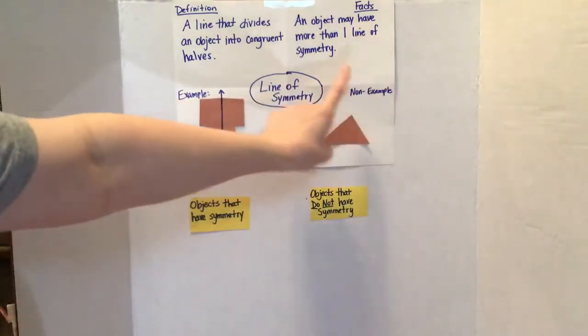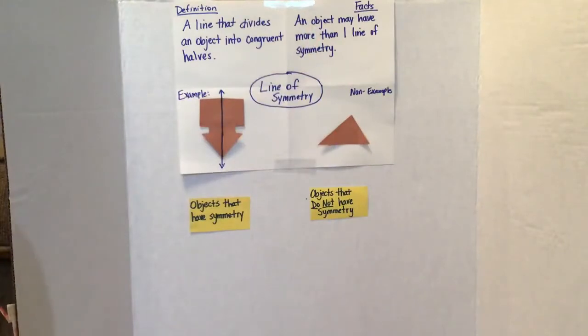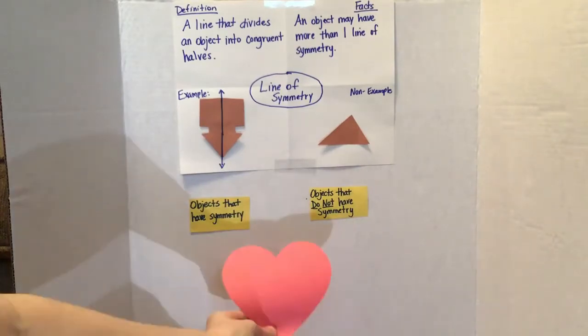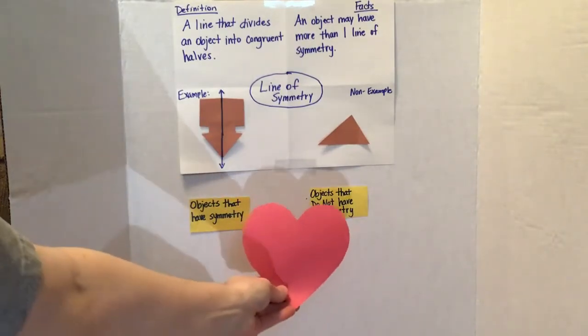Now, a fact about it is, an object may have more than one line of symmetry. It can have 0 lines of symmetry, 1 line of symmetry, or even more. And then I've given you some examples and non-examples, but we're going to go back to those. So one thing I like to start with when we're doing symmetry is to use the shape of a heart. It's really one of the easiest ones.